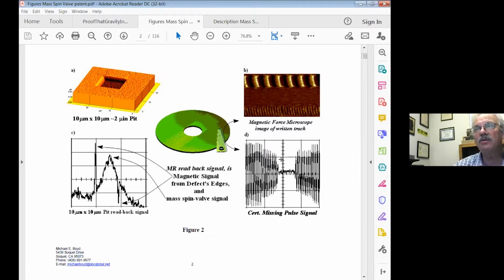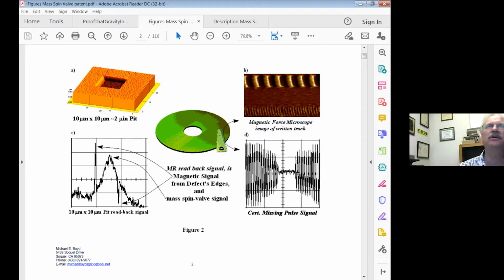And the reason that I'm showing this is because when you first set up your hard drive, it's looking for defects. The way it finds those defects is it writes these little pulses, and then it goes back and looks for where the pulses are missing. In this case, this is the actual readback signal from this nanopit, and you see that the pulses disappear. So your hard drive has a little algorithm that will map out where the defects are, and it'll avoid that when it's writing data.